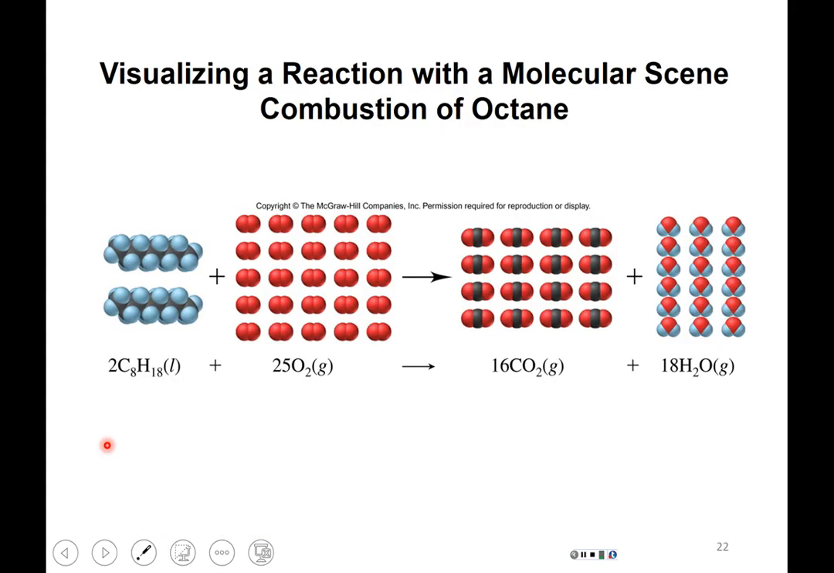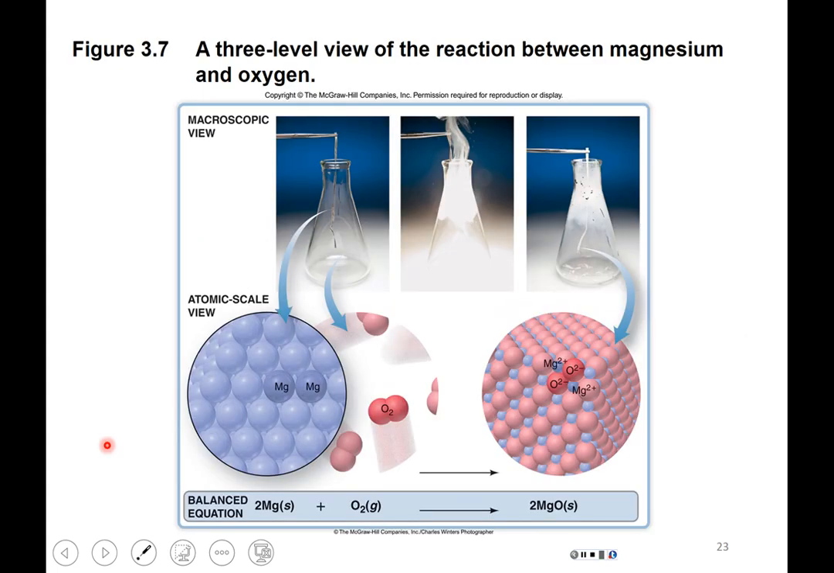Okay. Another more complex reaction would be the combustion of octane. Right? So octane is here, C8H18. Right? So the balanced chemical equation for that is shown below here. Right? Obviously, a little bit more complex than the hydrogen and fluorine gases combining. And another reaction that your book is showing you is this idea of magnesium and oxygen making magnesium oxide.